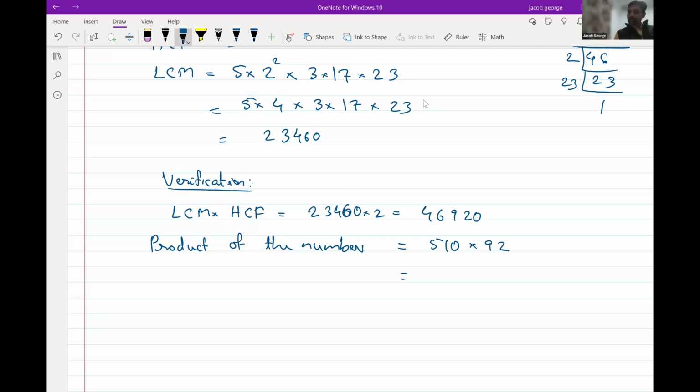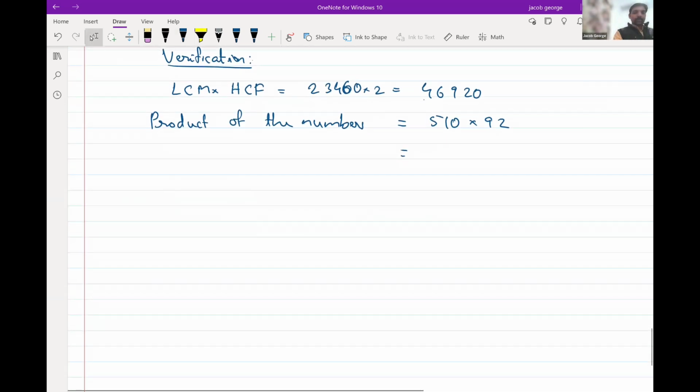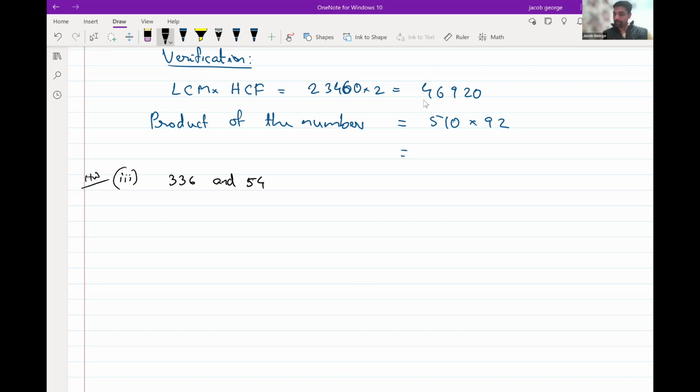Next homework question is 336 and 54. Please do not leave the meeting, those who attend online. I'll take the attendance after that only. 336 and 54 is a similar question, a homework question of the same type. And if there are doubts, please ask after taking the attendance.